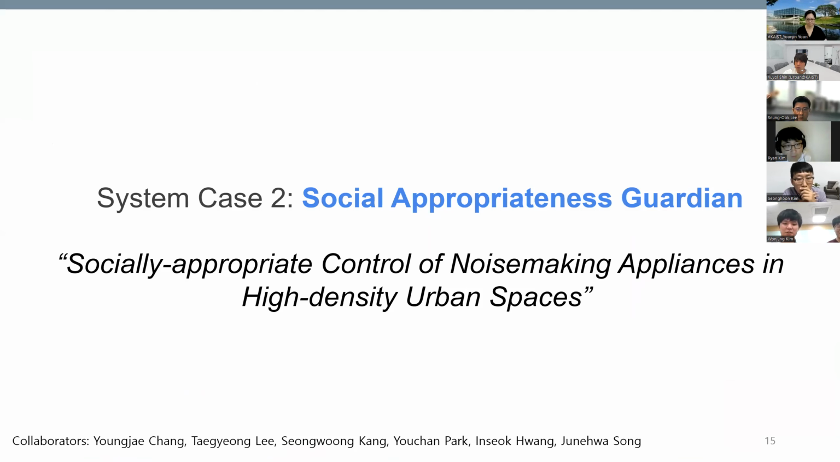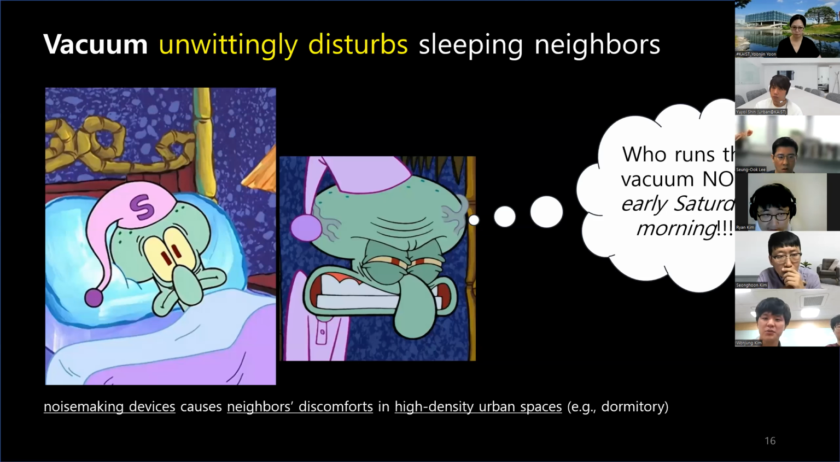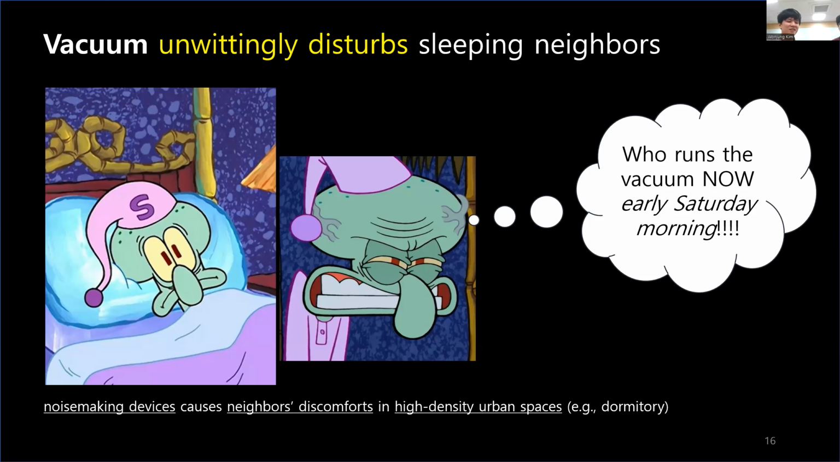I will introduce our second case, Social Appropriateness Guardian, or SAG in short. This piece of work is about helping people be more considerate about noise issues. Again, let us give you an example. I believe you have experienced that noise from a vacuum or mixing machine disturbed your sleep or, say, meditation. And in such a situation, you may have complained, why now, this early in the morning?